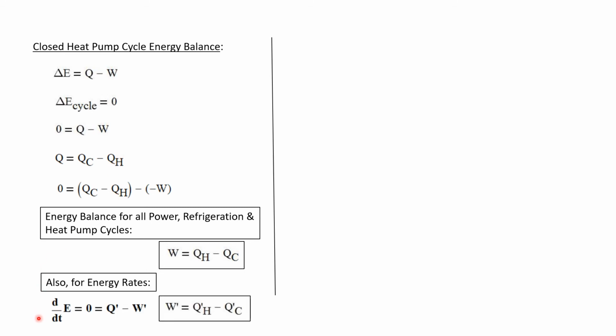We could also derive the same equation only in terms of rates instead of amounts of energy. We could have written our energy balance as dE/dt equal to Q̇ minus Ẇ, and knowing that dE/dt has to be 0 for a steady state system, we will evaluate the same expression. The Ẇ is Q̇H minus Q̇C, and I'll leave that as an exercise for you to complete.